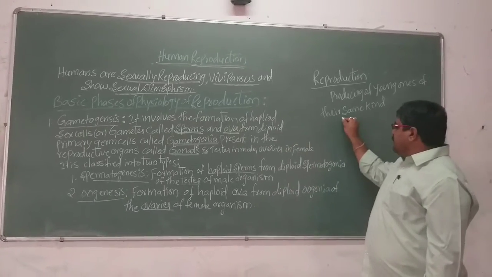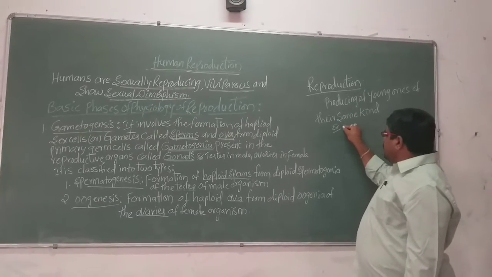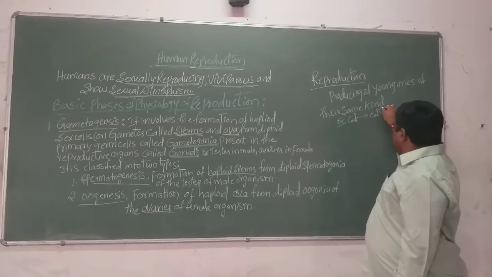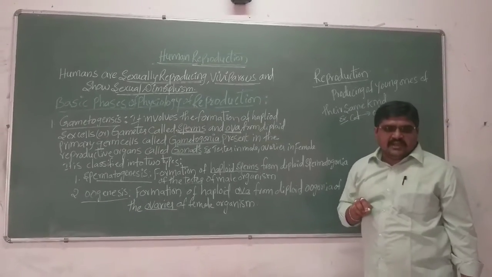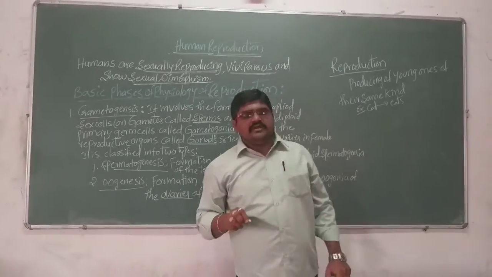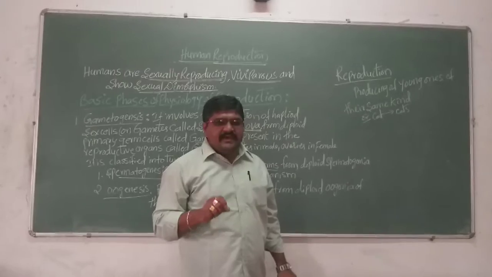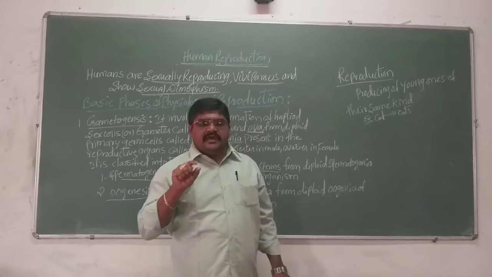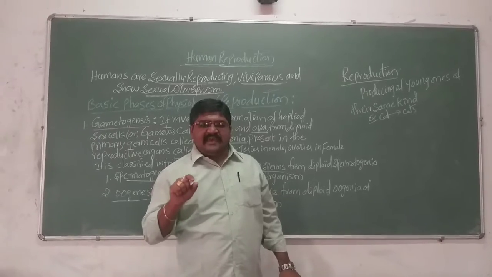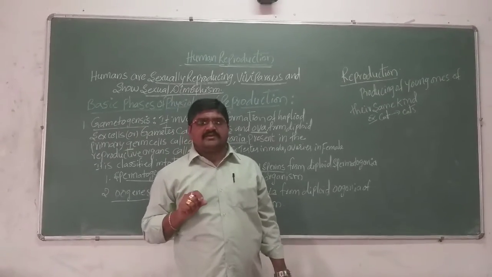For example, a cat will produce cats, dogs will produce dogs. Likewise, humans will produce humans only. So here the same type of species are producing, and we can say it is reproduction.